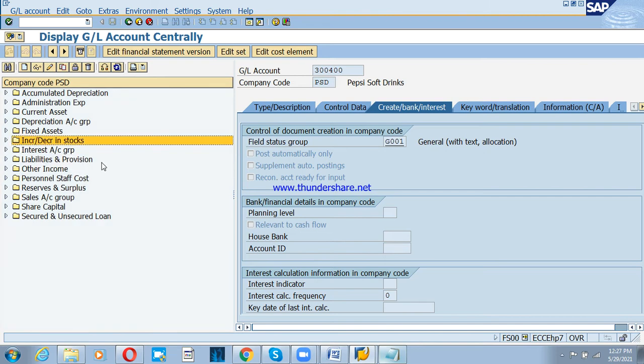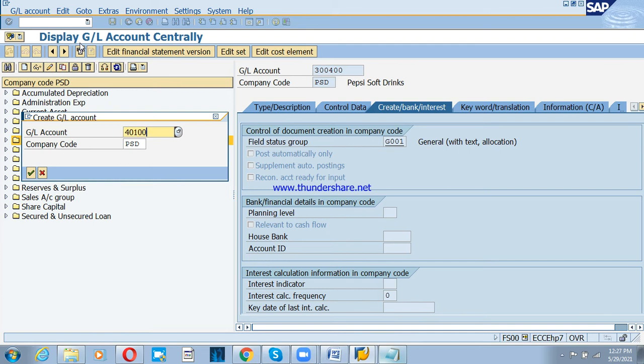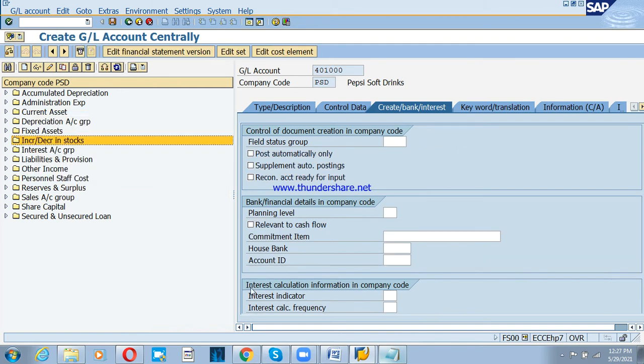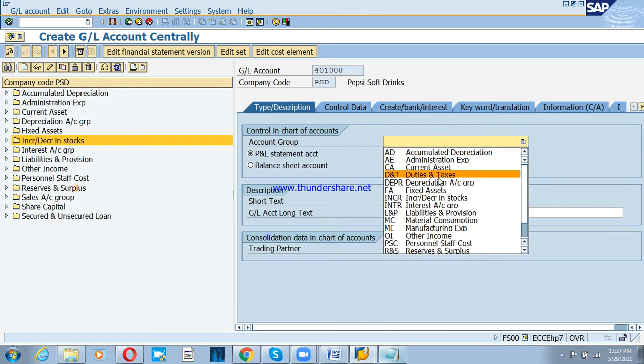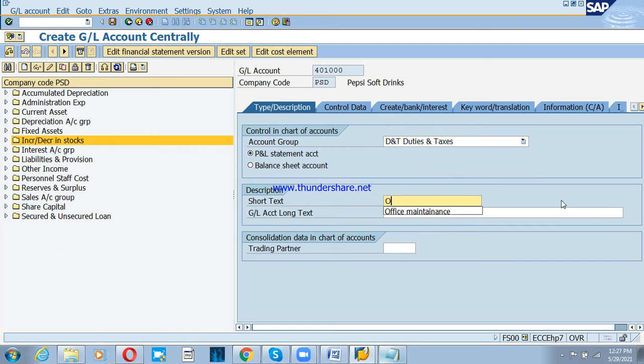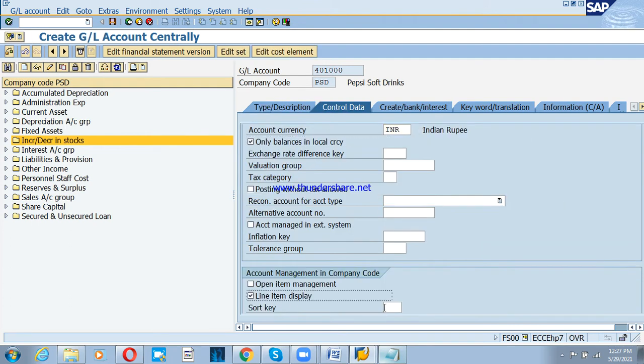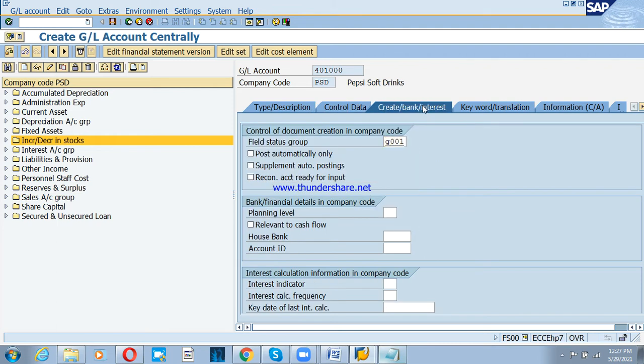Then we're going to create one more account, that is output tax. Output tax will be created under the duties and taxes group. Click on create, 401000, company code PSD, enter. Account group, duties and taxes, P&L account, output tax account. Control data, select only balances in local currency, select line item display, sort key 001, click on create bank or interest G001, save.